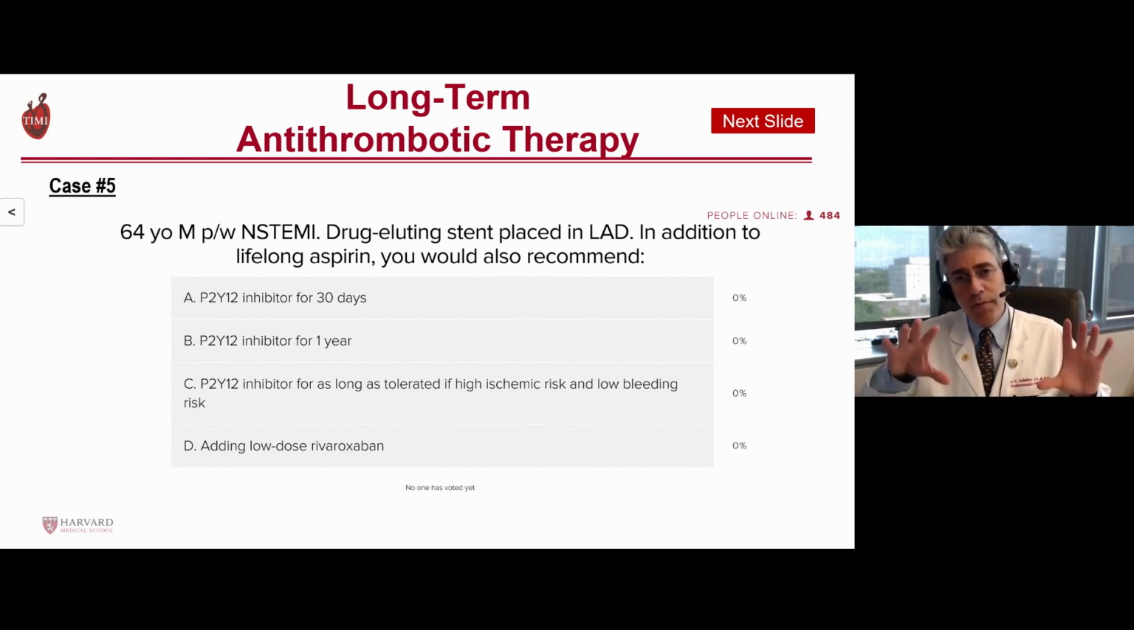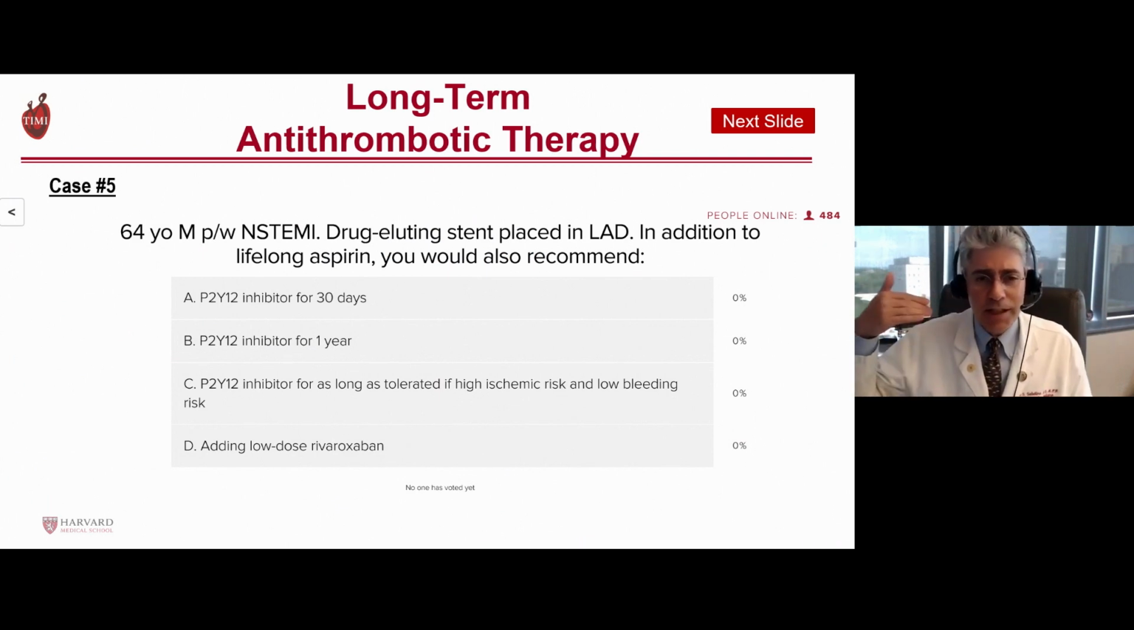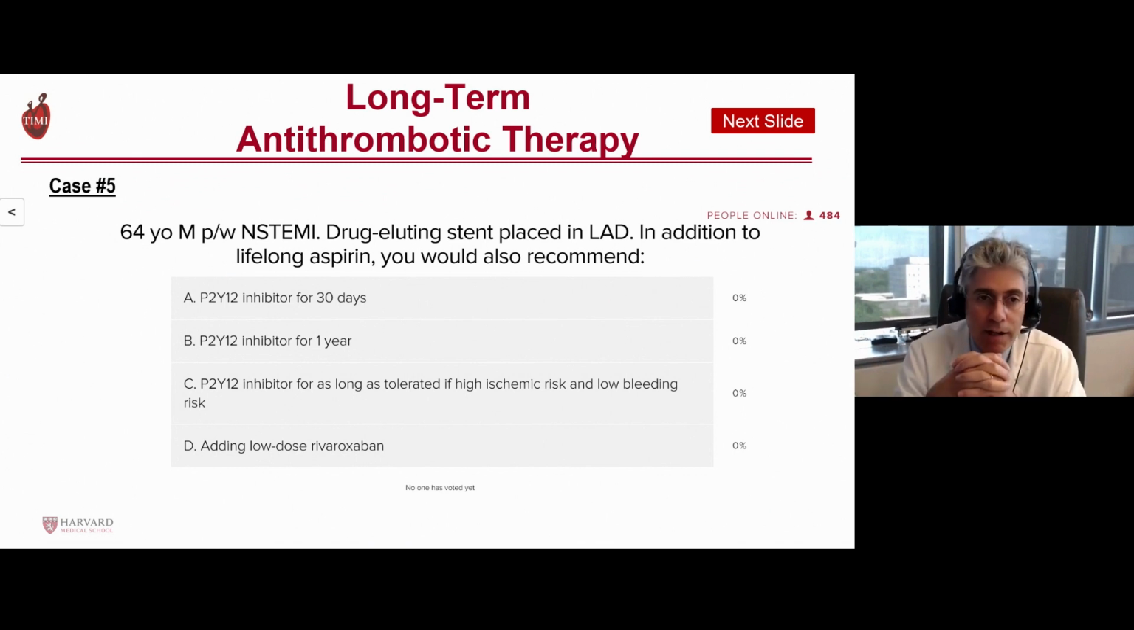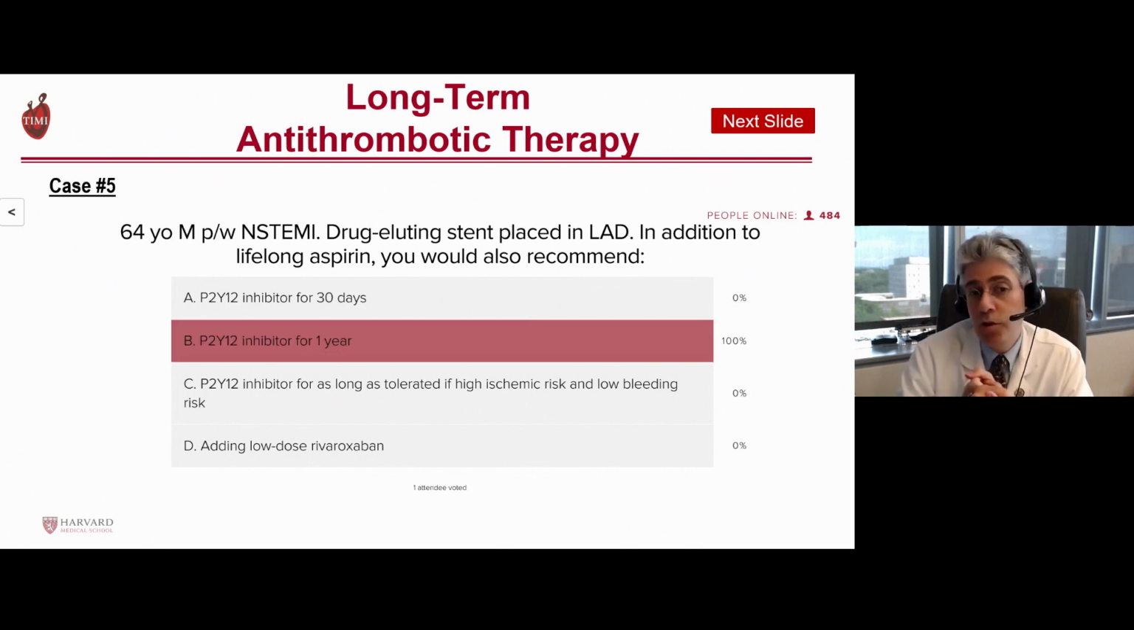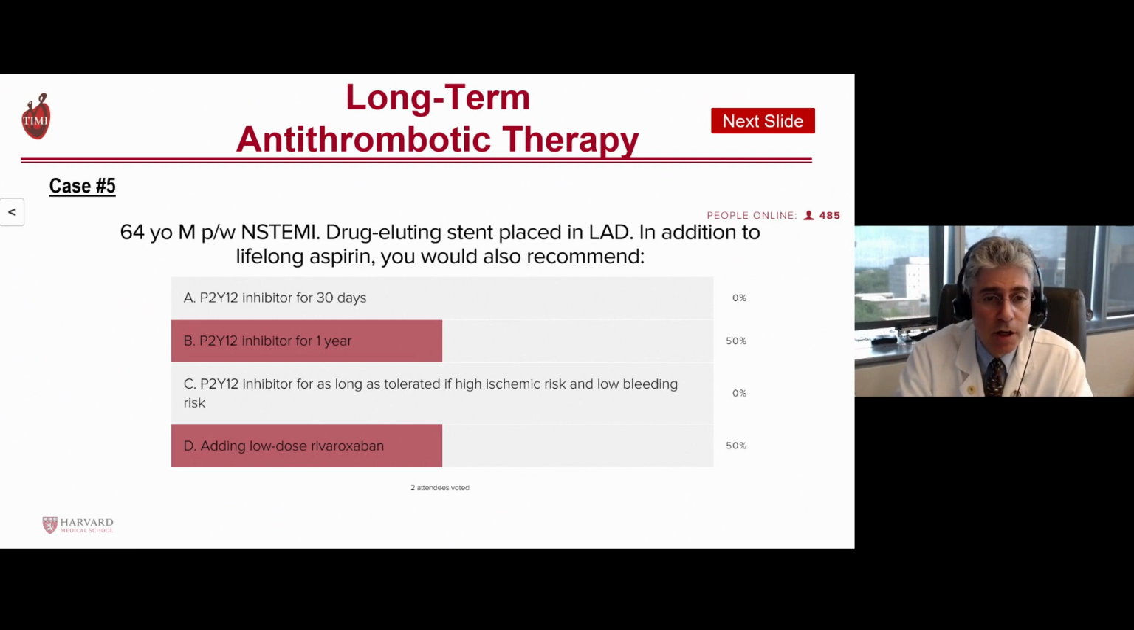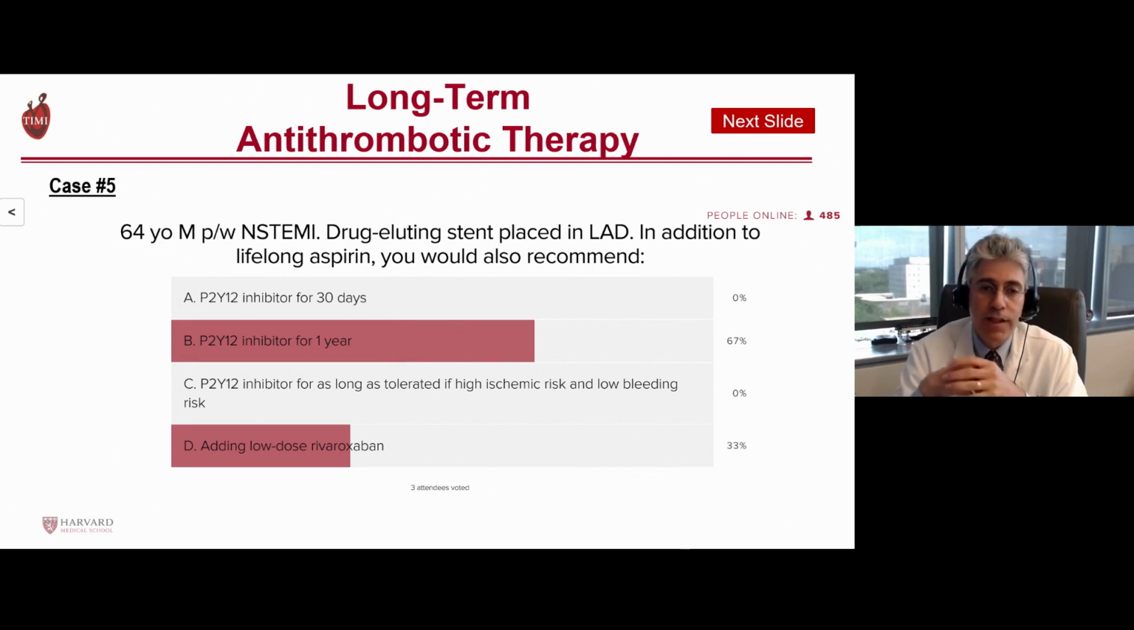So now we've covered sort of the acute part. Now the notion is, if you're going to send the person home, what are you going to send them home on, and for how long? So, 64-year-old man, non-STEMI, drug-eluting stent put in the LAD. In addition to lifelong aspirin, you would also recommend the following. Would you give the P2Y12 inhibitor just for 30 days? Would you give it for a year? Would you give it for as long as tolerated if the person's at high ischemic risk and low bleeding risk? Or would you give low-dose rivaroxaban instead? So let's see the votes now.